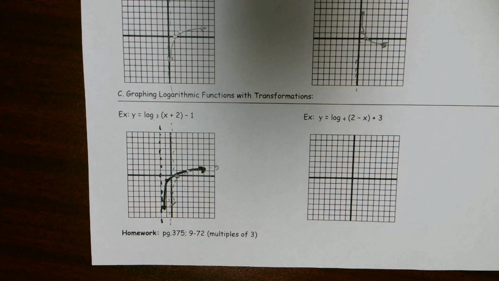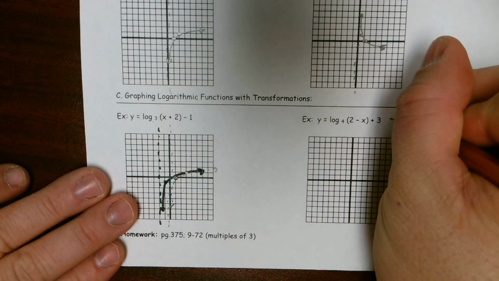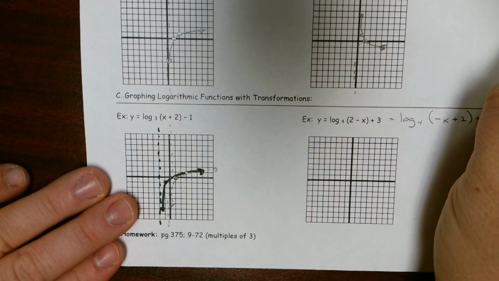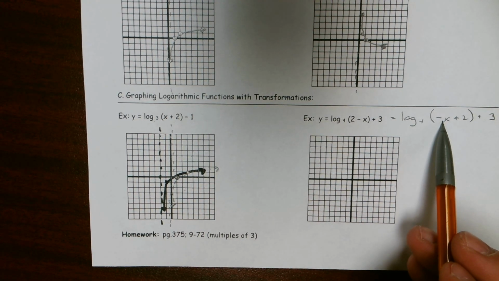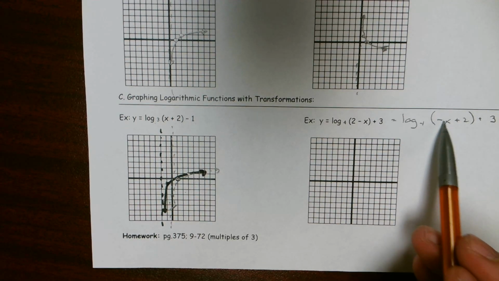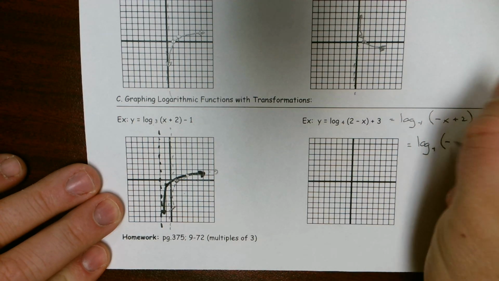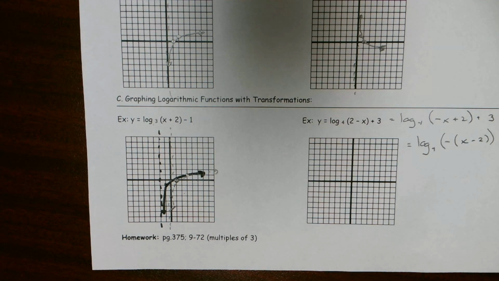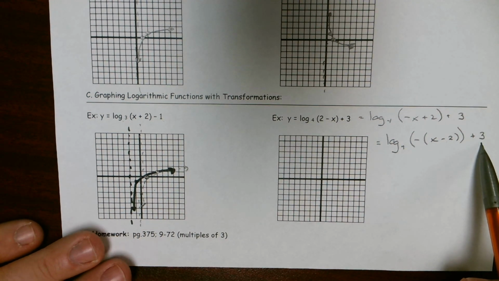Okay, for this last example, it looks a little bit funky. Okay, but I'm just going to rewrite it so that the x comes first. So first things first, this is log base 4 of negative x plus 2 plus 3. And if you remember back to your graphing days that you want the coefficient on the x to be 1, so we got to factor this negative sign off, but it can't leave the parentheses. So this is going to become log base 4 of negative, and then we got x minus 2 plus 3. So we can see that we actually have a right 2 and up 3, but first we have a reflection over the y-axis.